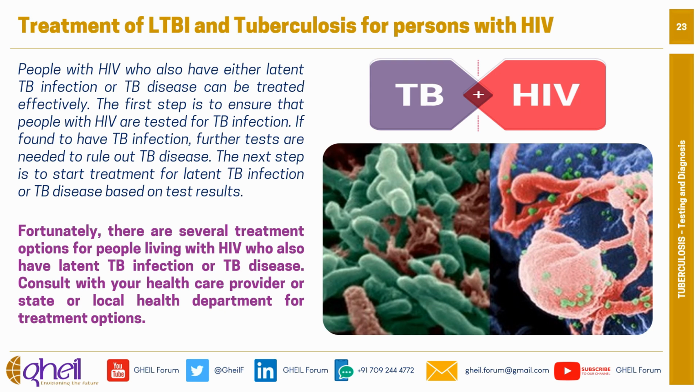Treatment of LTBI and TB for persons with HIV. People with HIV who also have either latent TB infection or TB disease can be treated effectively. The first step is to ensure that people with HIV are tested for TB infection. If found to have TB infection, further tests are needed to rule out TB disease. The next step is to start treatment for latent TB infection or TB disease based on test results.